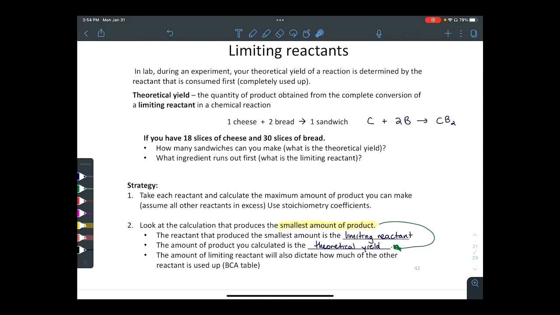I was going to show a demo, but that's okay. It'll stay good for Wednesday when we finish up. The idea of limiting reactants. When we combine two things to make something else, something is going to run out first. And so my idea here is, you know, if we make sandwiches, right? A cheese sandwich is a slice of cheese, 2 things of bread makes a sandwich, right? So if I have 18 slices of cheese and 30 slices of bread, how many sandwiches can I make?